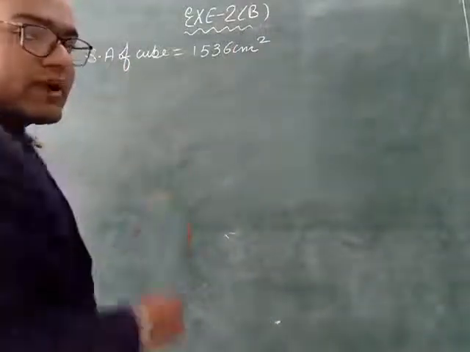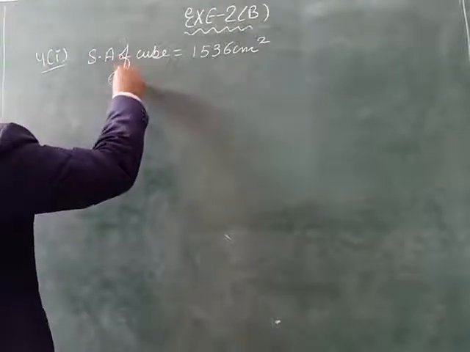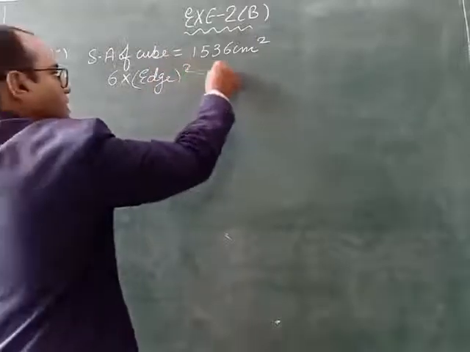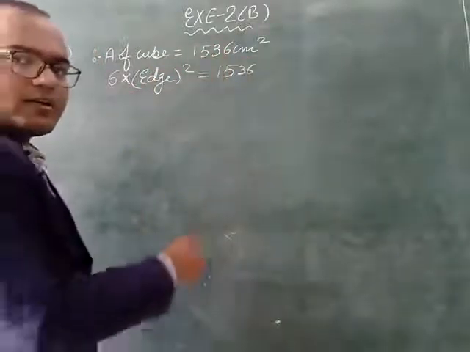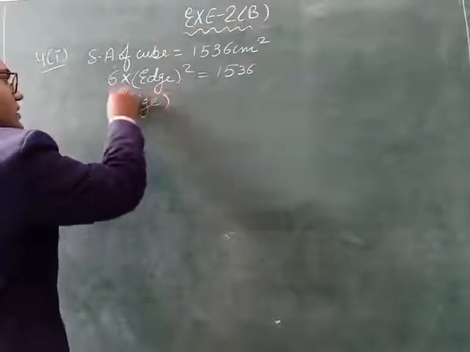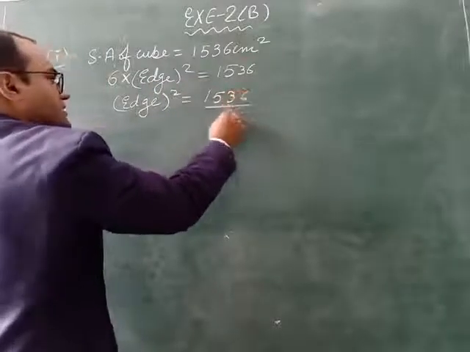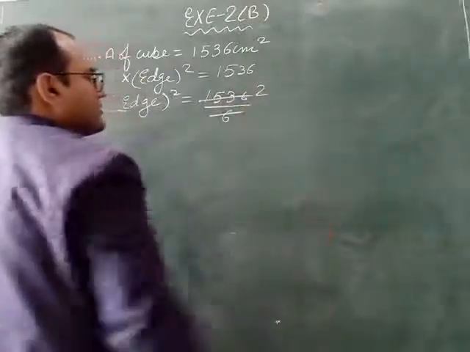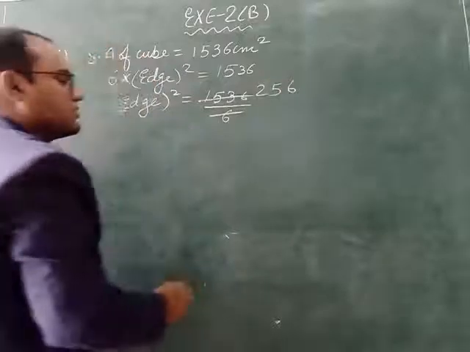So first of all we will write the formula for surface area here. Surface area of cube is 6 into h square. This is the formula. On the right side we will write as it is. This 6 is in multiply, so on the right side we have to bring it in divide. So here we will get h square is equal to 1536 divide 6. On dividing we get 6 2s are 12, 3 remainder, 6 5s are 30, 6 6s are 36.